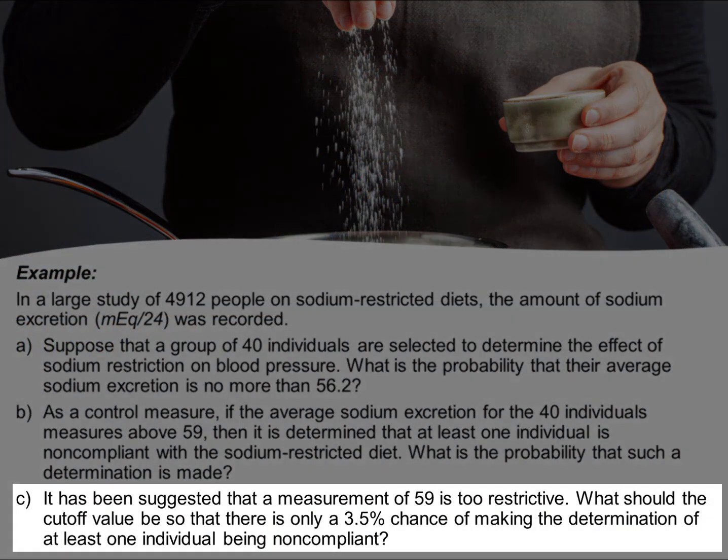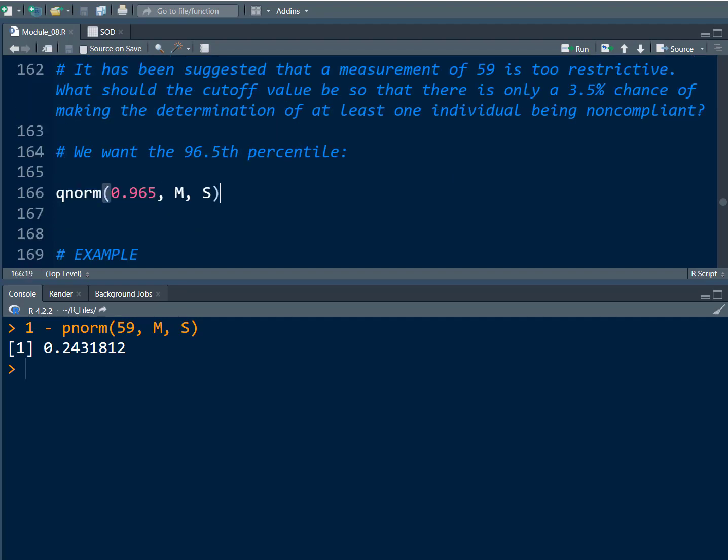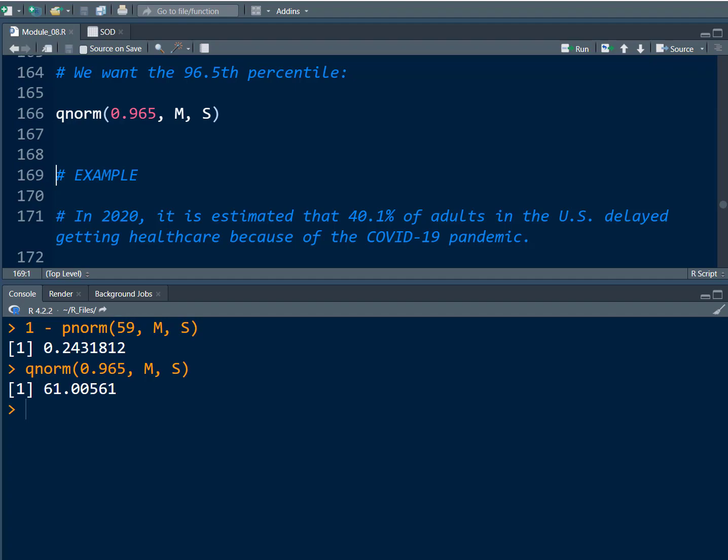It has been suggested that a measurement of 59 from this last example is too restrictive. What should the cutoff be so that there is only a 3.5% chance of making the determination of at least one individual being non-compliant? So here we want to know what the cutoff should be so that only 3.5% of the time X bar will exceed it. In other words, we want the 96.5th percentile of X bar. We run the q norm 0.965, m, s command to find that the cutoff should be approximately 61.